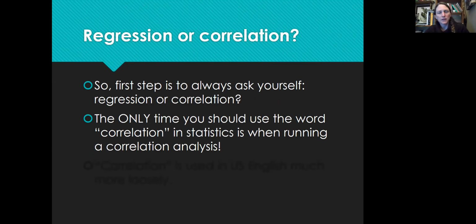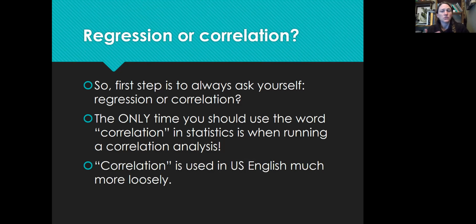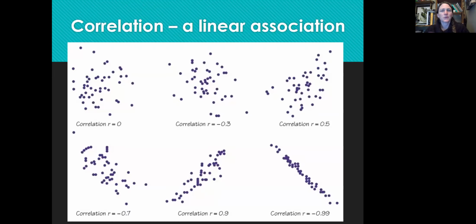And this is really tricky because the word correlation is used in US English much more loosely. So I would just ask, in statistics, watch yourself. Try not to use the word correlated or is there a correlation when you're not comparing two continuous variables that are, in a sense, not dependent on each other, or dependent on each other, but not one dependent on the other. So a correlation is, again, a linear association.